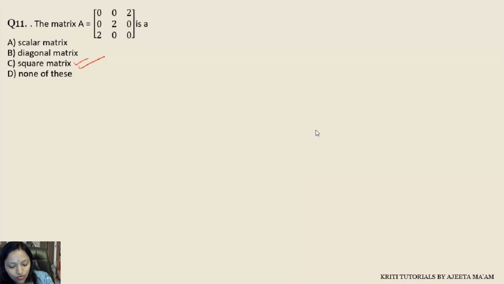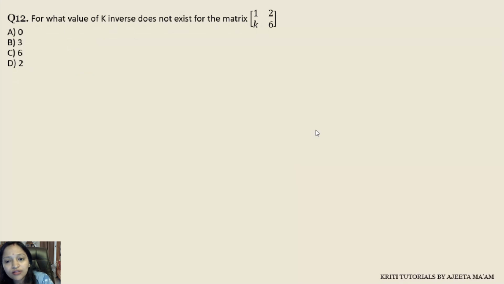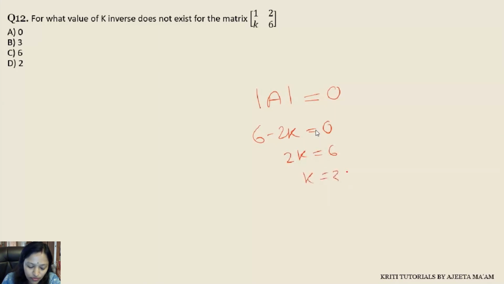Now next, let's go. For what value of k does inverse not exist for the matrix? Again, it will go for the singular or non-singular matrix. ये concept पे तो determinant value should be non-zero for the inverse to exist. और does not exist लिखा है inverse, तो determinant value will be 0. So what will you get? 6 minus 2k is equal to 0. So 2k is 6, so k is 3, which is option B.